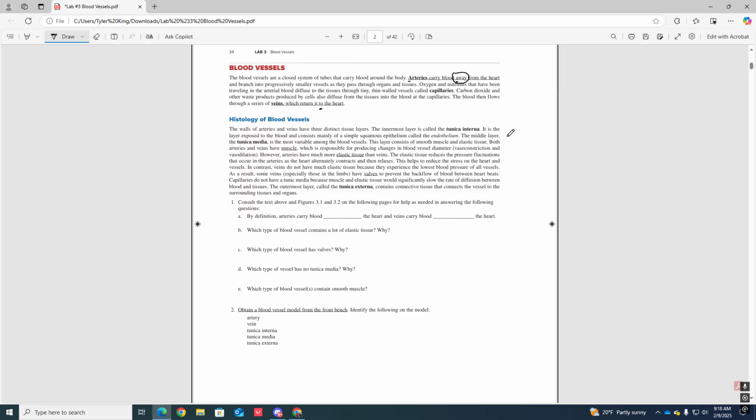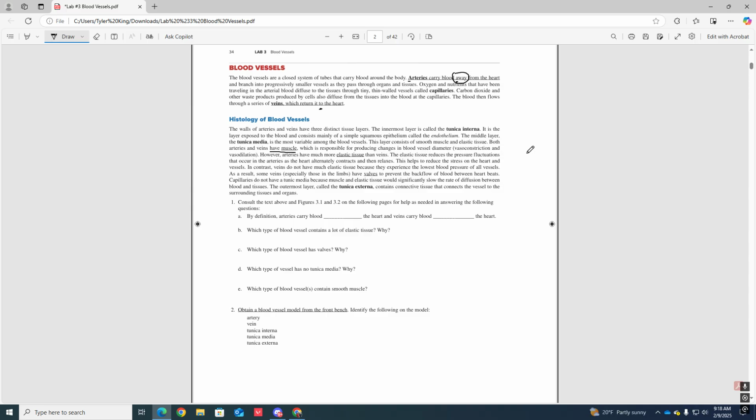All right. The middle layer is called the tunica media. Very easy. Media, right in the middle. It is the most variable amongst the blood vessels. That's because some blood vessels have it, some don't. This layer consists of smooth muscle and elastic tissue. Both arteries and veins have muscle. Underline that, which is responsible for producing changes in blood vessel diameter, such as vasoconstriction and vasodilation.